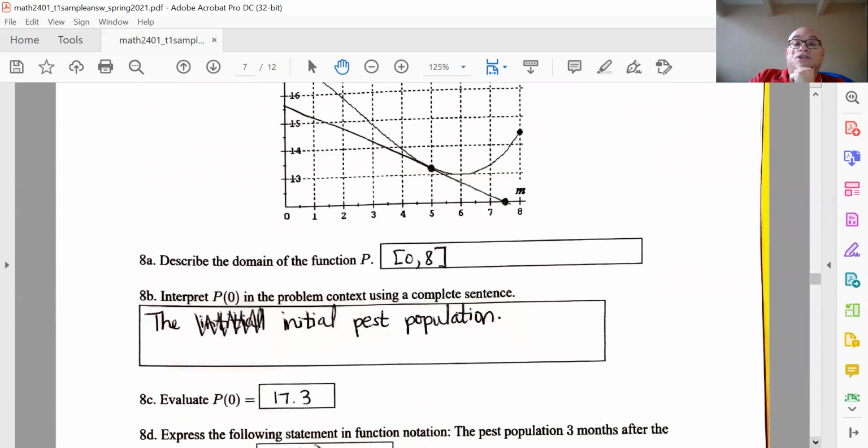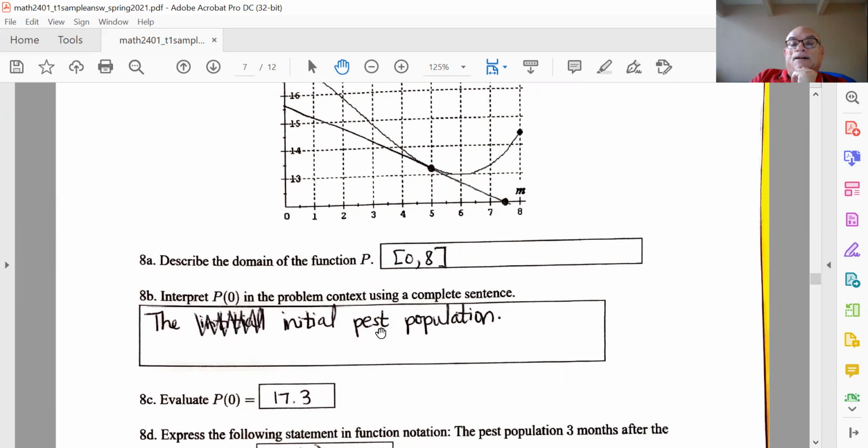Now, another easy question, not really a calculus question. It says, interpret P of 0 in the context of the problem. So what does P of 0 mean? That is function notation. There's no prime above the P, so this is just regular function notation. What P of 0 would mean is, what is the pest population at time 0, when m is 0? Well, when m is 0, that's when we start the experiment. That's when the pesticide was going to be sprayed on.